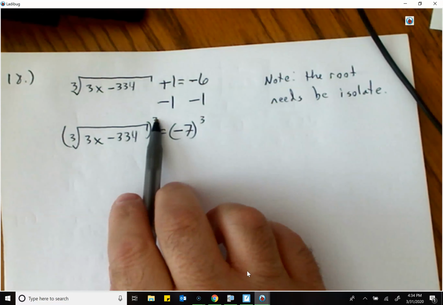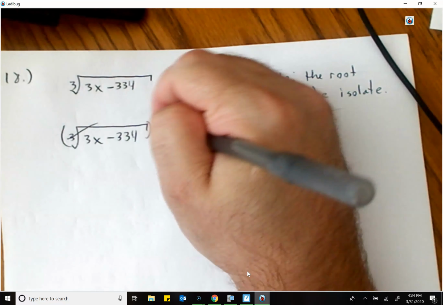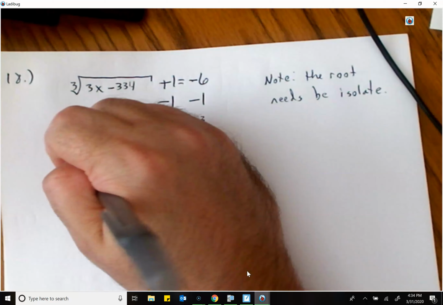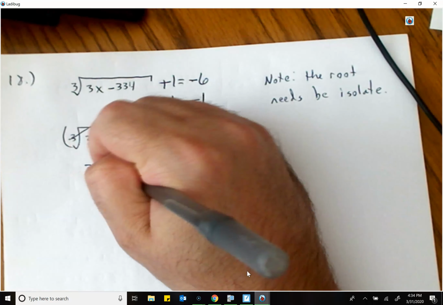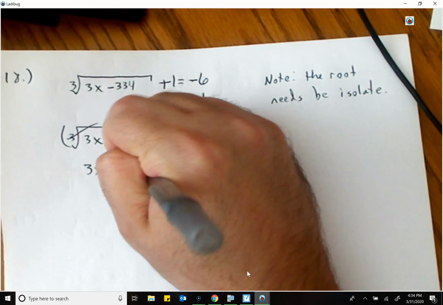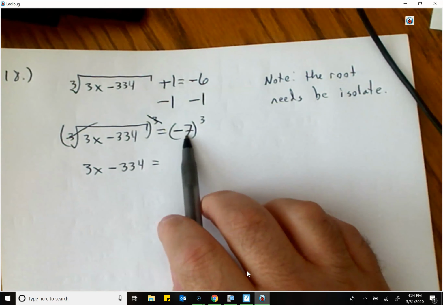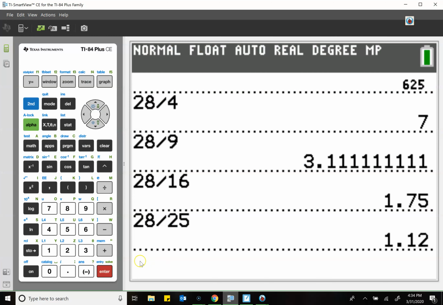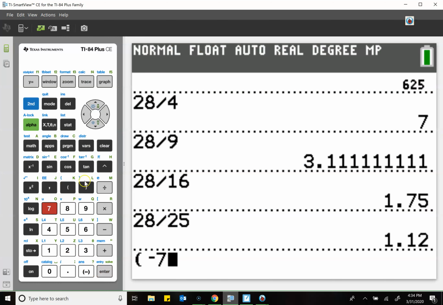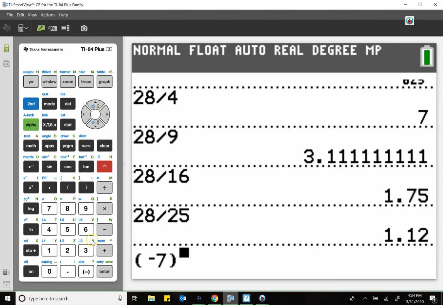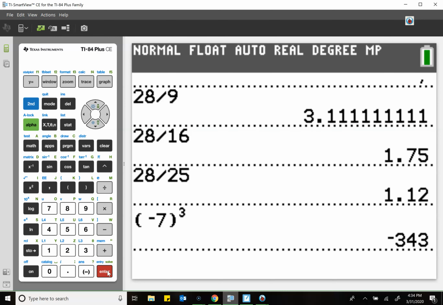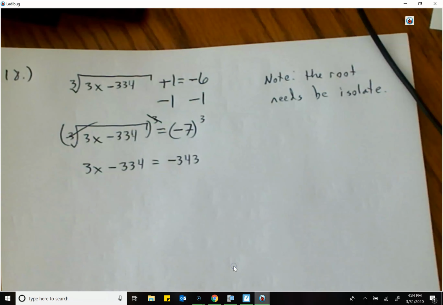So the cubic takes care of the cube root. Gone. So that gives you 3x minus 334 equal to negative 7 cubed. I do not know that off the top of my head. Know that when you put negative numbers in the calculator and you're going to raise them to a power, I will put them in parentheses always. So negative 7 cubed is negative 343. All right. Going back to our problem.